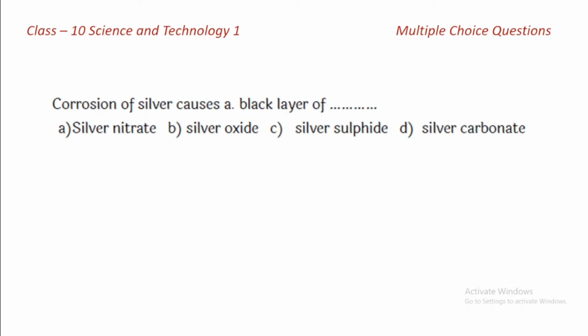Corrosion of silver causes a black layer of silver nitrate, silver oxide, silver sulfide or silver carbonate. The correct answer is option C, silver sulfide. So corrosion of silver causes a black layer of silver sulfide.